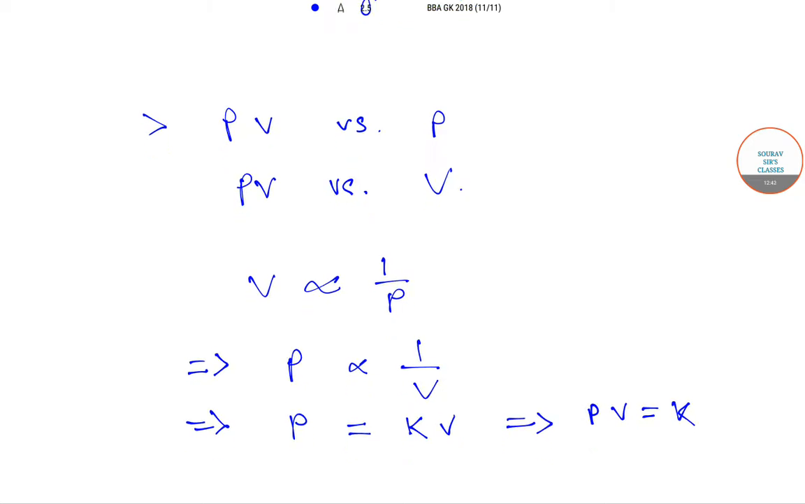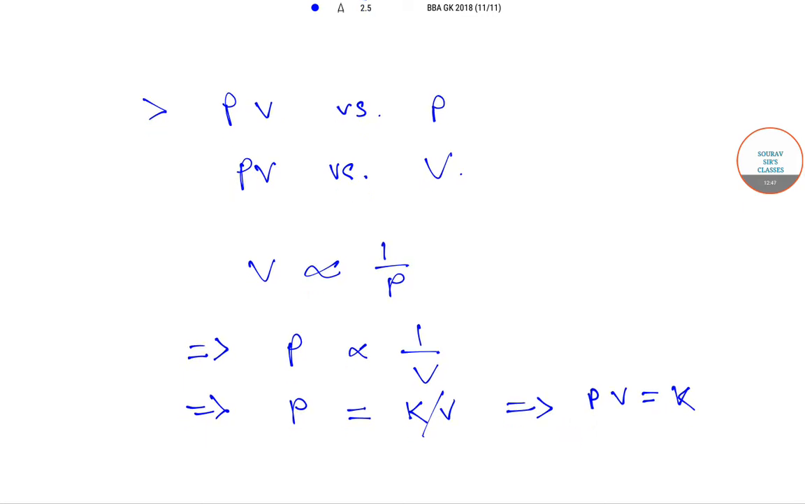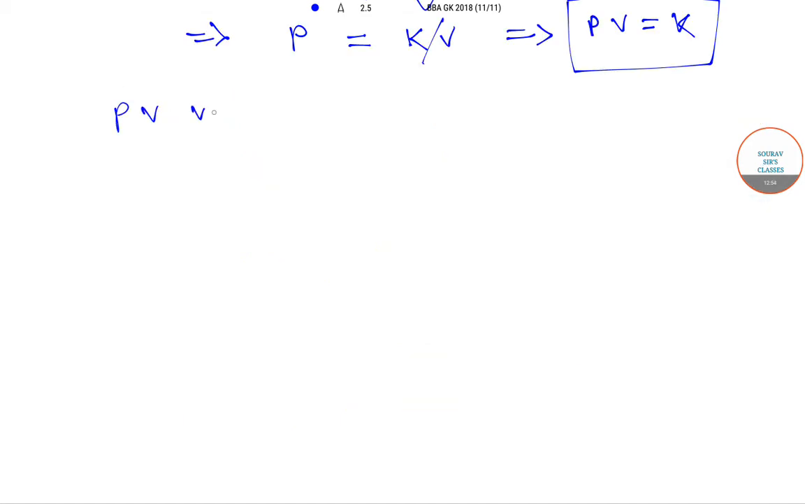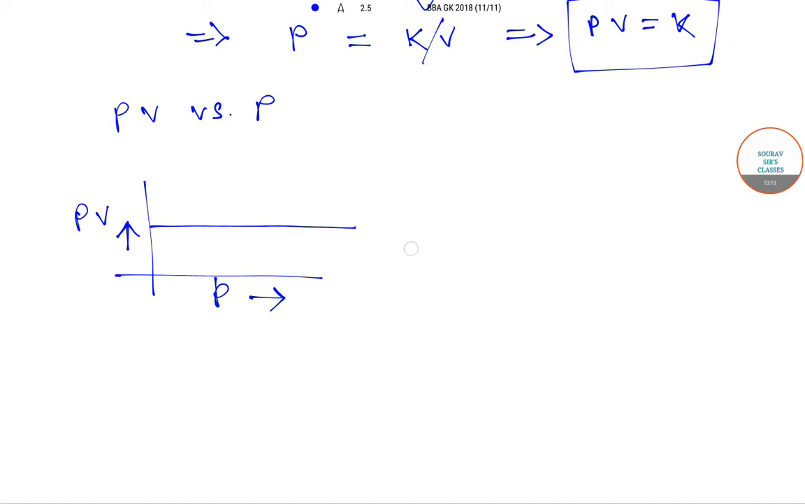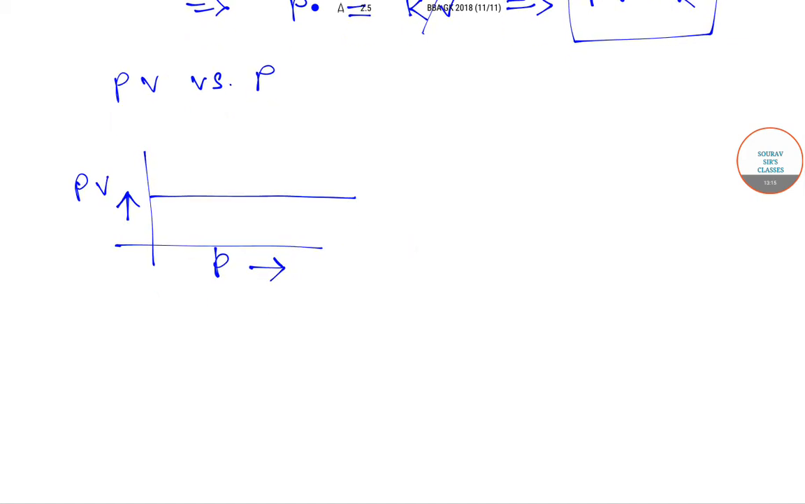right? So this will be a divide sign. Okay, so it will be then PV equals to K. So when we are considering PV versus P, then it will be a straight line. So the graph will be, if this is pressure here in the x-axis and in the y-axis PV, then the graph will give a straight line that is parallel to the P-axis and with intercept K.